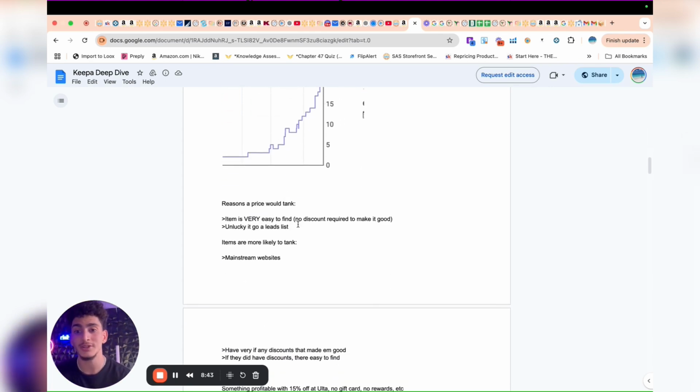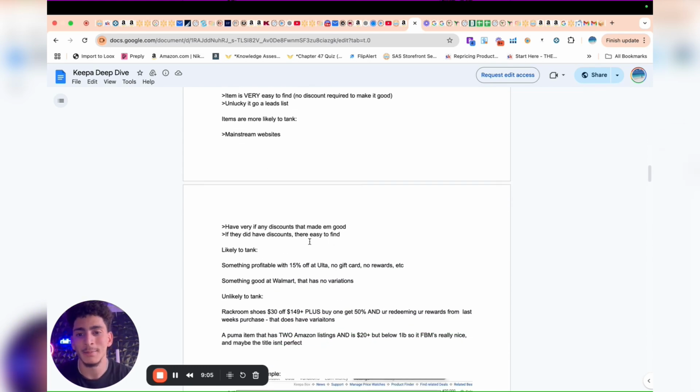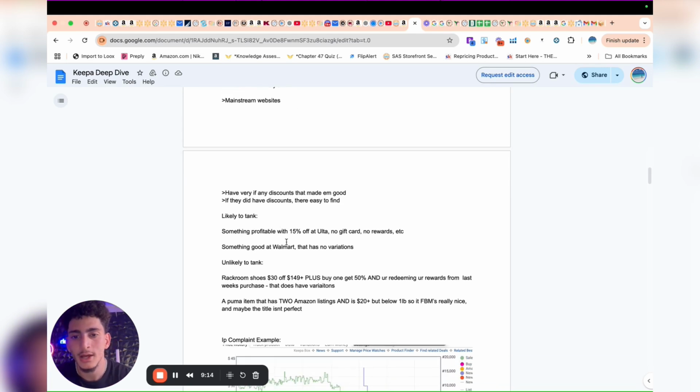A reason a price would tank is that the item is probably very easy to find. So let's say you have no discounts to make it good, or you just get unlucky and it goes to a lead list, but you can't really control that. But if the product is very easy to find, for example, you just hop on the website and it's already discounted, and it's already profitable if you plug it in Seller Amp, it's probably too easy to find. Your competition is probably going to find that exact same product, and it's going to be cooked. You want to be careful. Now, if they have discounts, they're easy to find. So, again, these are things you want to pay attention to: offer count rising, price dropping. Be wary of those things.